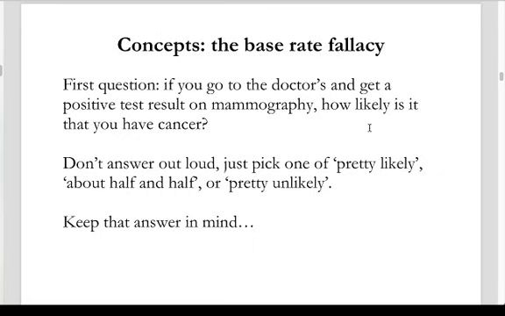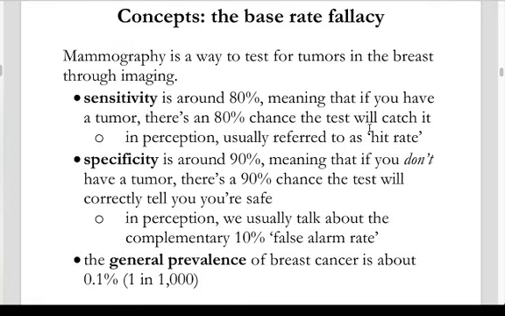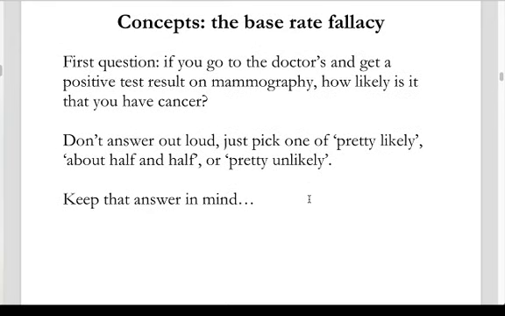Here's the first question. Don't try to do math here. Just look at these numbers. 80% chance that we'll catch the tumor if it's there, 90% chance that we'll correctly say there's no tumor if it isn't there. 1 in 1,000 people has breast cancer. I think that's per year maybe, but I'm not totally sure. So here's the question. If you go to the doctors and get a positive test result on your mammogram, how likely is it that you have cancer? Actually, what this is really testing for is a tumor, not cancer, but ignore that. Let's say, how likely is it that you have a tumor? What's the probability that you have a tumor in your breast?